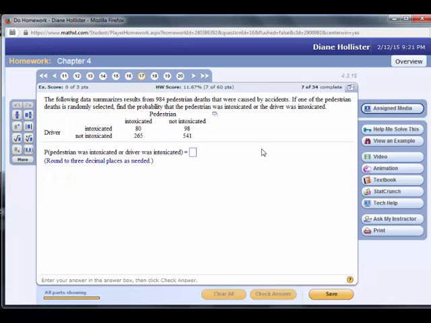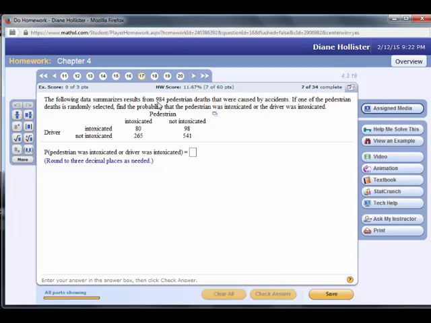On this particular data set, we're looking at insurance results about accidents. We want to find the probability that a pedestrian was intoxicated or the driver was intoxicated. That means we are looking at this column, where people are intoxicated, and this row. Now, intuitively, you would recognize that you don't count those 80 people twice because they fell into both the intoxicated column and the intoxicated row. So if you want to do this without writing out a formal formula on paper, you will take 265 plus 80 plus 98 and divide it by 984.